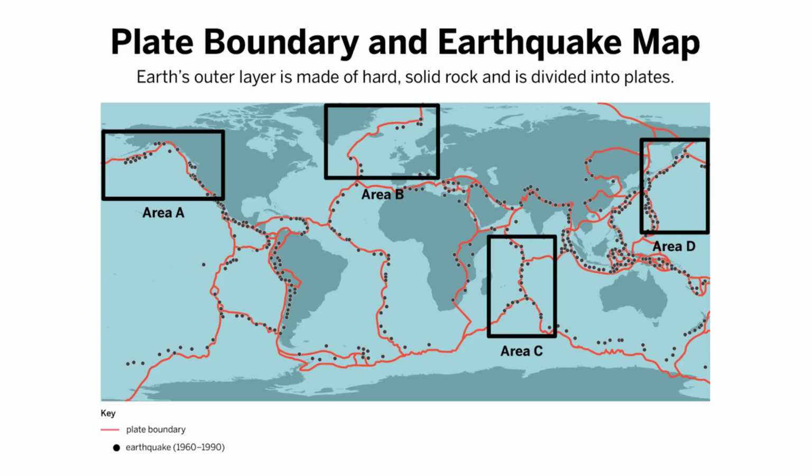Plate boundary and earthquake map. Earth's outer layer is made of hard, solid rock and is divided into plates. This map contains the same data as your transparencies, the earthquake data overlaid on the plate boundary map. Notice that earthquakes occur most often on plate boundaries.